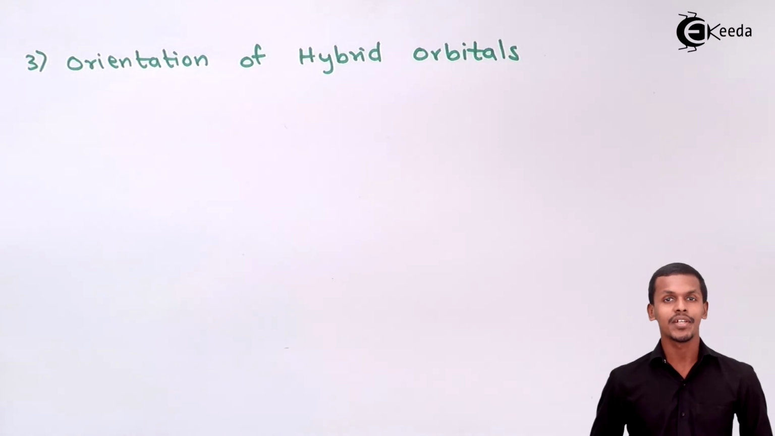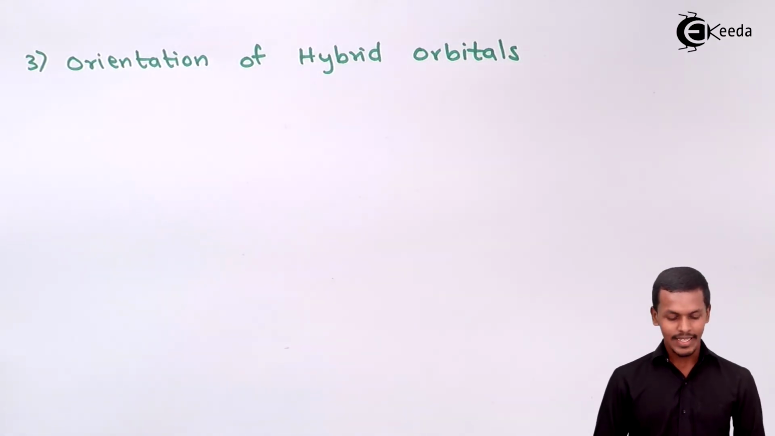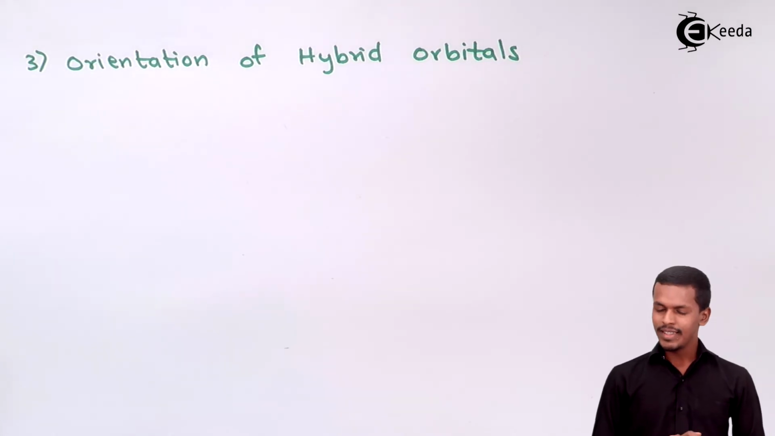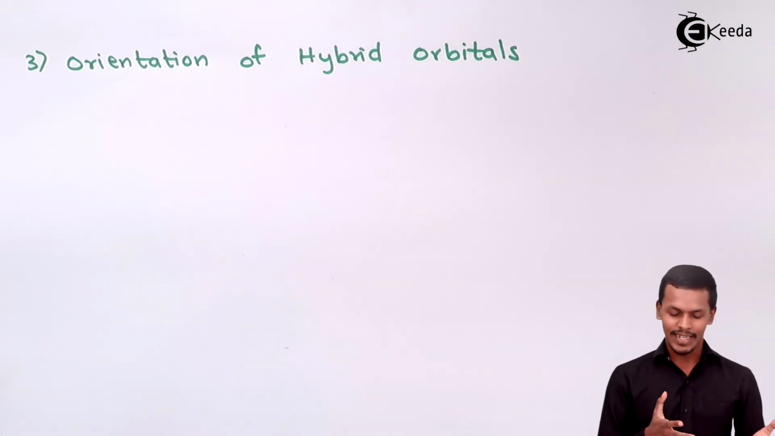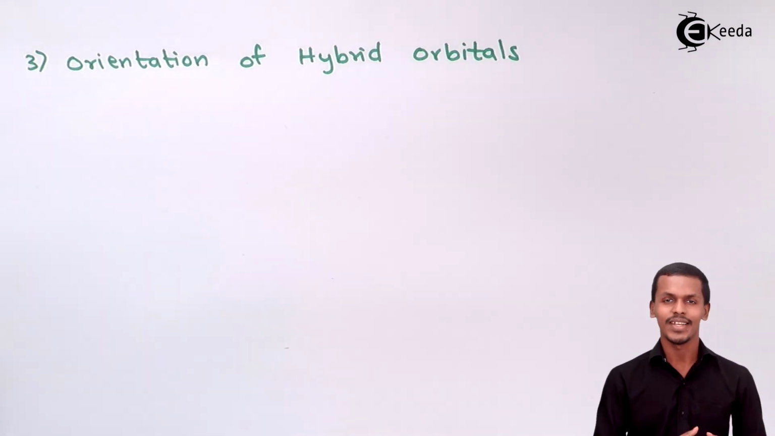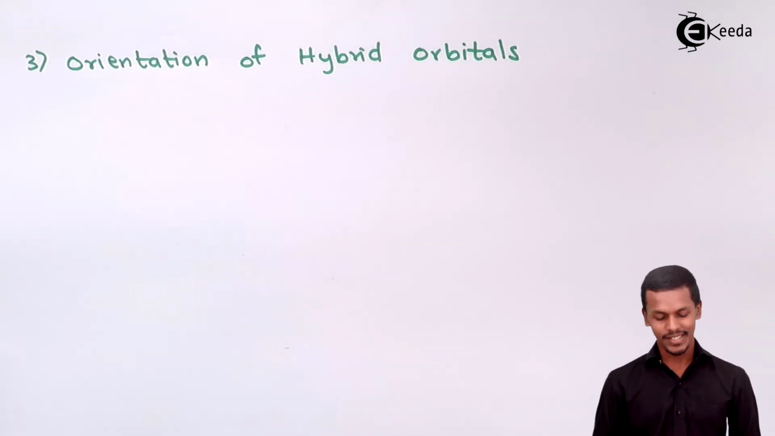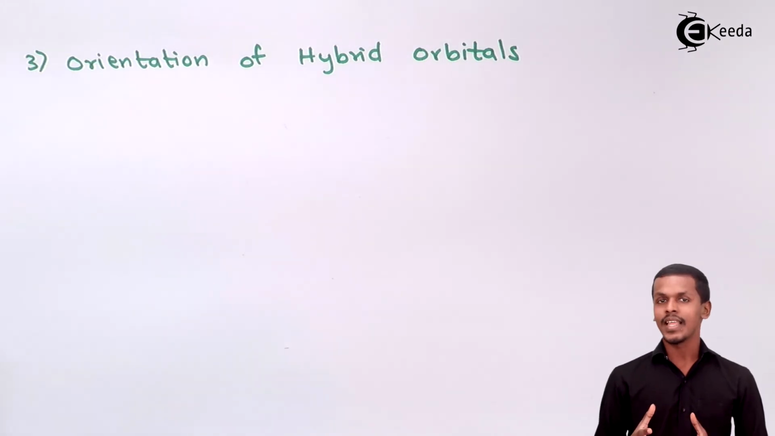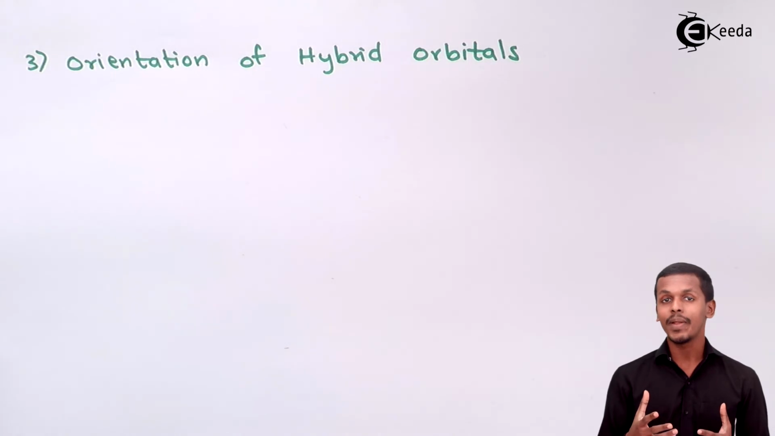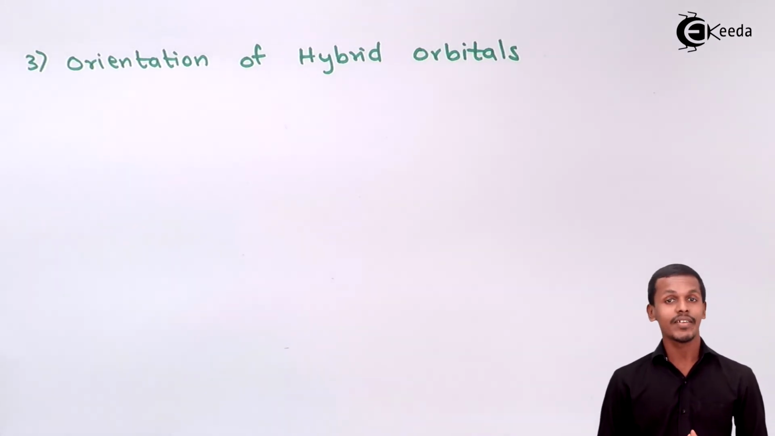And what is actually orientation? Because as we have discussed in the second point, the mixing of orbitals takes place. But these electrons are now present in different atomic orbitals, or we could call them hybrid atomic orbitals. Even though the electrons are present there, they can repel each other. So orientation plays a very vital role.